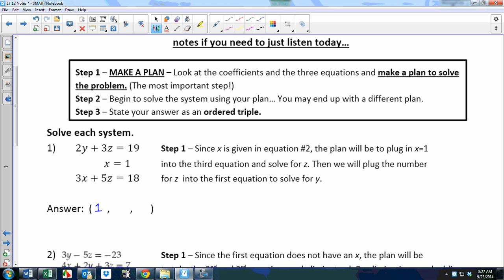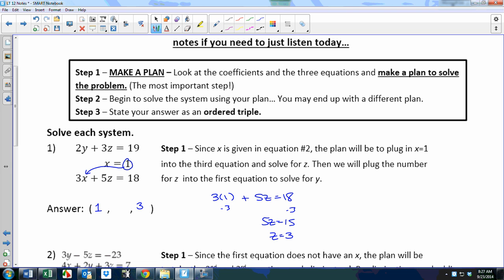And then we'll use that x value 1 in the third equation. So 3 times 1 plus 5z equals 18. We'll subtract our 3, and 5z equals 15. Divide by 5. Z is 3. The ordered triples are in alphabetical order, so x, y, z, that goes there.